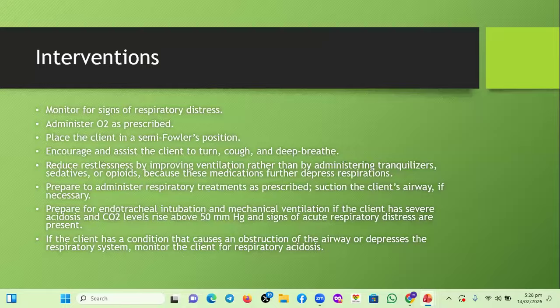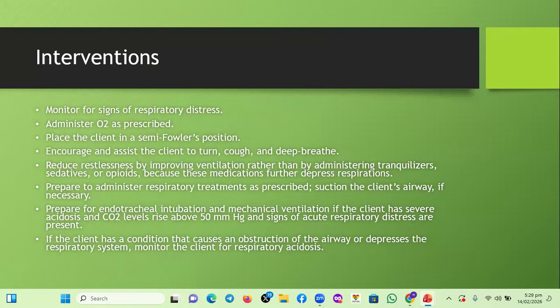You have to prepare to administer respiratory treatment as prescribed. Suction the client's airway if necessary. If there is any form of blockage that is affecting the compensatory mechanism of bringing the carbon dioxide out, you might have to suction to clear the airway. Then prepare for endotracheal intubation and mechanical ventilation if the client has severe acidosis, the carbon dioxide level is above 50 millimeters of mercury, and signs of acute respiratory distress are also present.